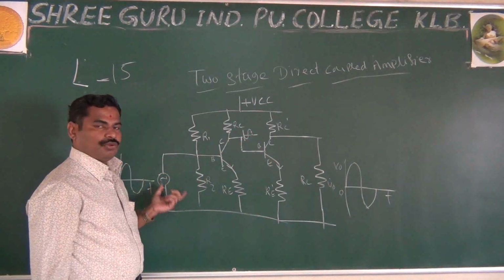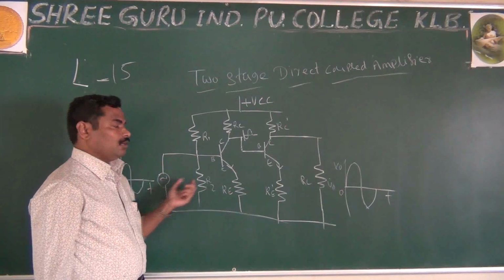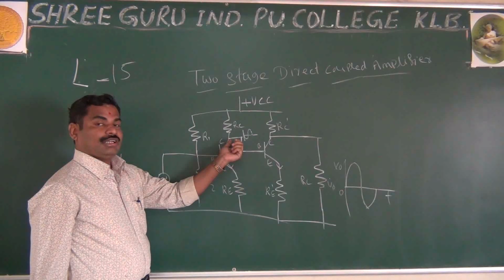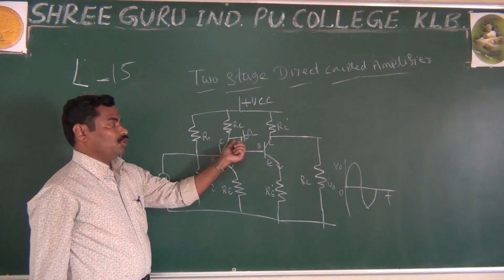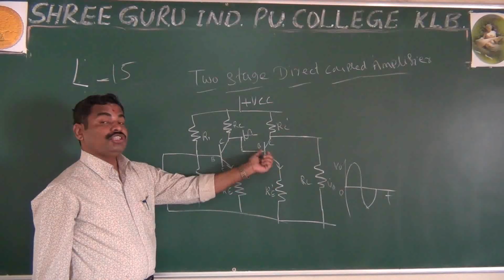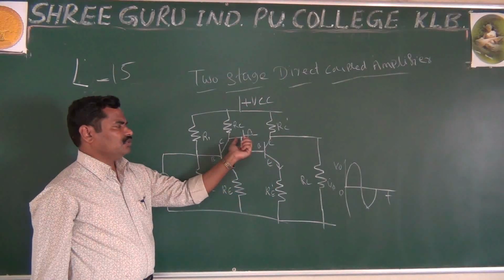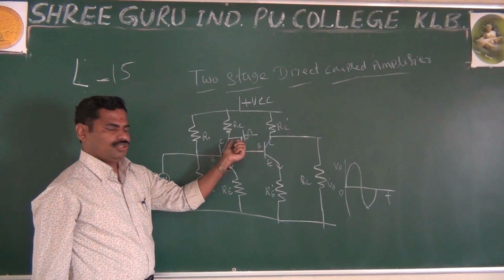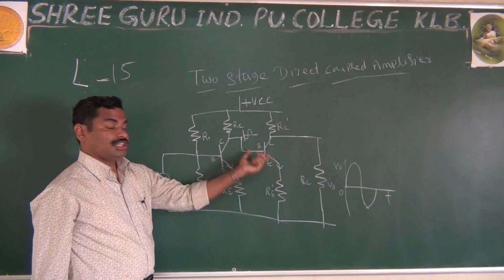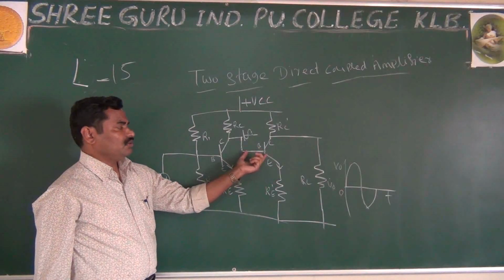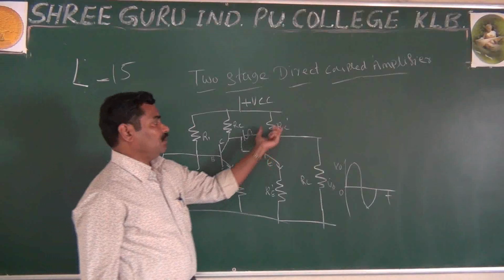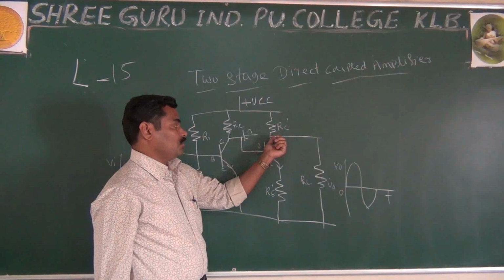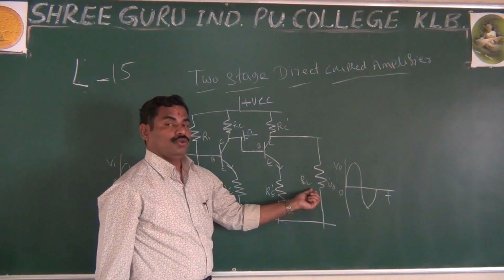It means you are applying the input to the first stage. That input is amplified, and an amplified signal will come out across the collector of the first stage, and this output acts as the input for the second stage. Once again this voltage acts for the second stage as input. Once again it is amplified, and the amplified output will come across the collector of the second stage, and this second stage output is directly connected to the R load.